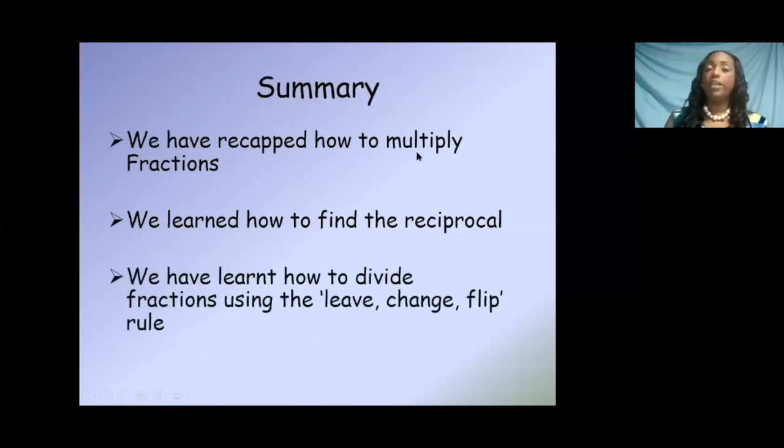We have recapped how to multiply fractions. We learned how to find the reciprocal, again, simply switching places of the denominator and the numerator. We have learned to divide fractions using the leave, change, flip rule, if you recall. Good job. I hope and trust that everyone is still with me at this point.